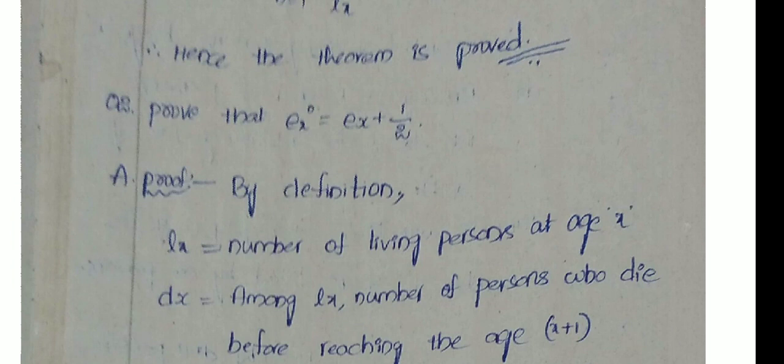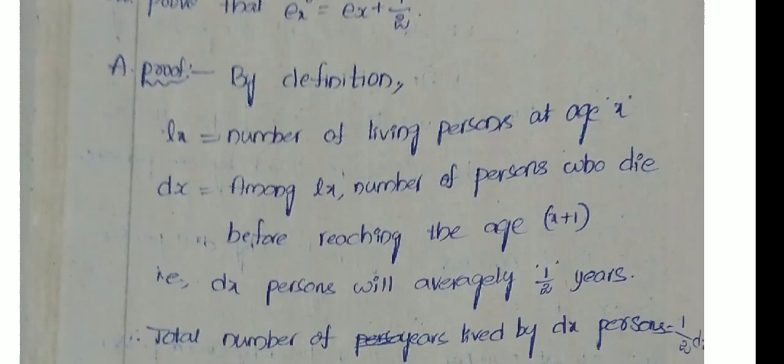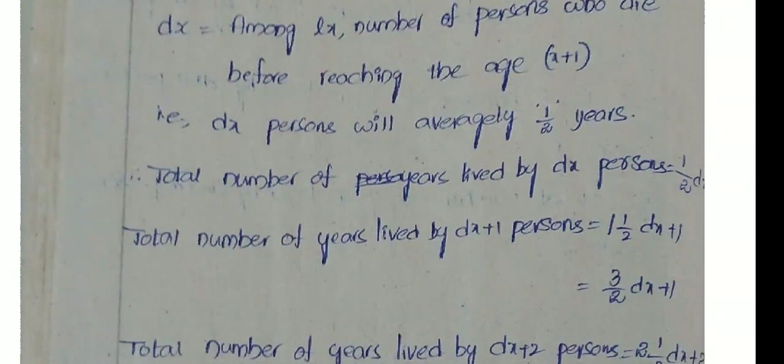So by definition, lx is, as you know, the number of living persons at age x. dx is, among the lx, the number of persons who die before reaching the age x+1. And these dx persons will live on average half a year, because a baby at 0 years grows up to 1 year, and some babies may die, or some babies may live 1 month, 2 months, 3 months, up to 11 months. So we will take it that on average they live half a year. So dx persons will live on average half a year.